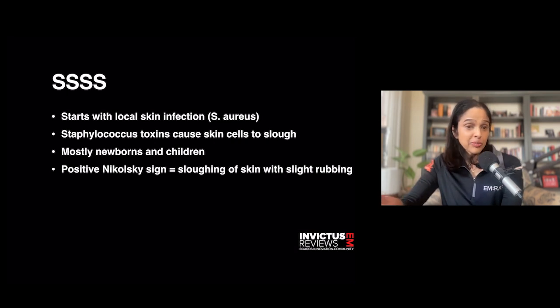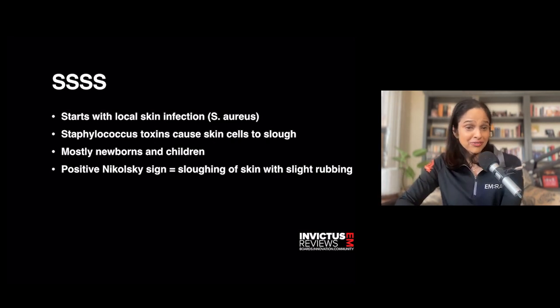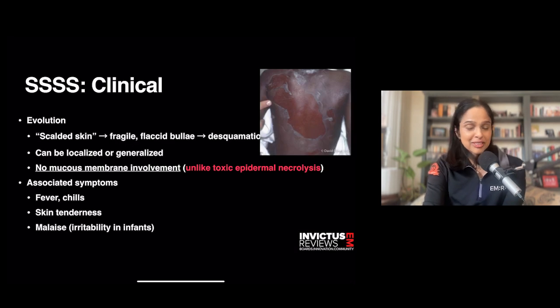And so this has a positive Nikolsky sign, with sloughing of the skin with just slight rubbing. The things that have positive Nikolsky signs tend to be those where the skin comes off much more easily, like pemphigus vulgaris, right? Which will leave you with a situation where you're going to have to manage this, if they get lots of electrolyte disturbances and things like that.